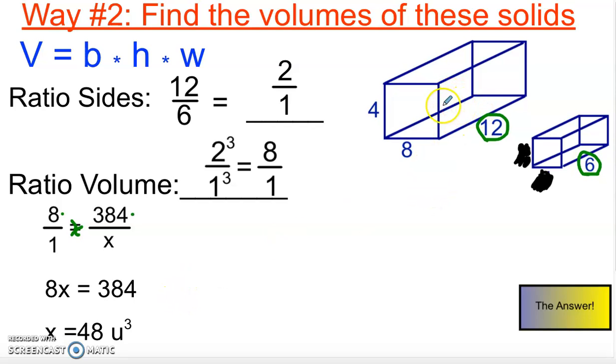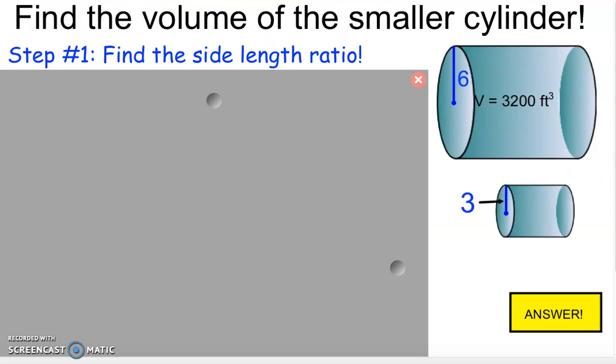And if you notice that you've got a 2 to 1 ratio in your volume, 2 to 1, cube it, it's 8 to 1, and I know this is 384. Can I just take 384 and divide it by 8 to get this one? And the answer is yes, you can absolutely do that.